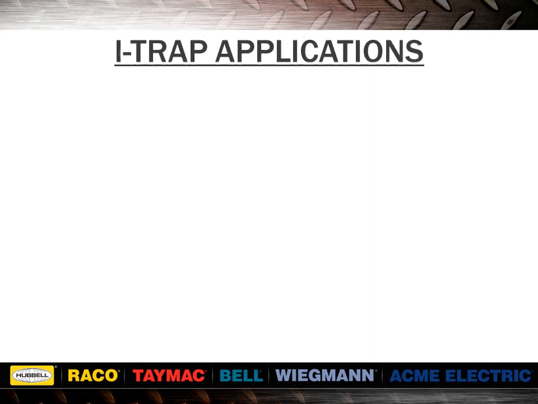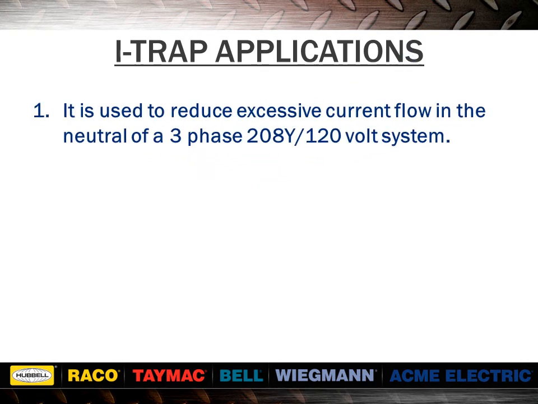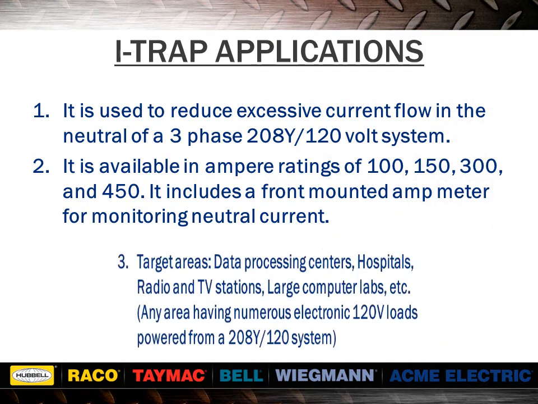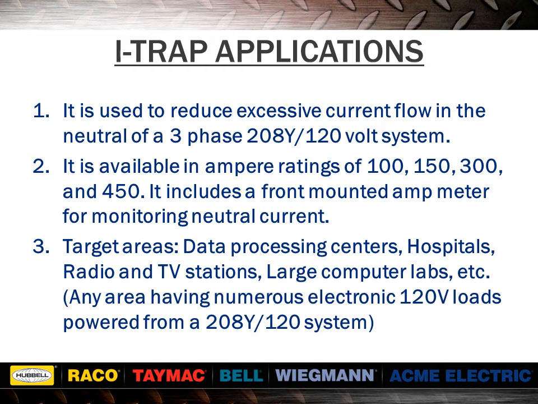Some applications of an I-trap neutral current reducer are: it is used to reduce excessive current flow in the neutral of a three-phase 208 delta 120 volt system. It is available in amp ratings of 100, 150, 300, and 450. It includes a front-mounted amp meter for monitoring neutral current. Target areas include data processing centers, hospitals, radio and TV stations, large computer labs, and so forth. Any area having numerous electronic 120 volt loads powered from a 208 delta 120 system.